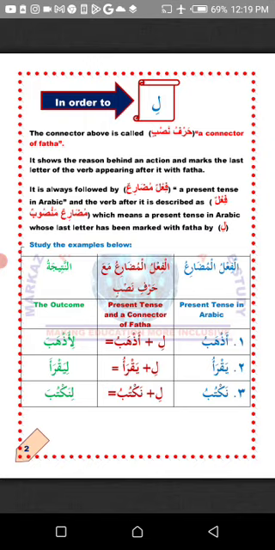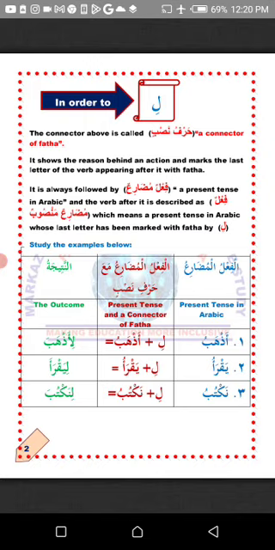Now talking about al-fi'l al-mudari' with harf al-nasbin, the combination of fi'l mudari' with li, a connector of fataha, or accusative case. Once we combine li with fi'l mudari', li must give fataha to the last letter of fi'l mudari' in replacement of the dhamma that was there before. Li plus adhhab will now become li adhhaba, which means so as to go, or in order to go.